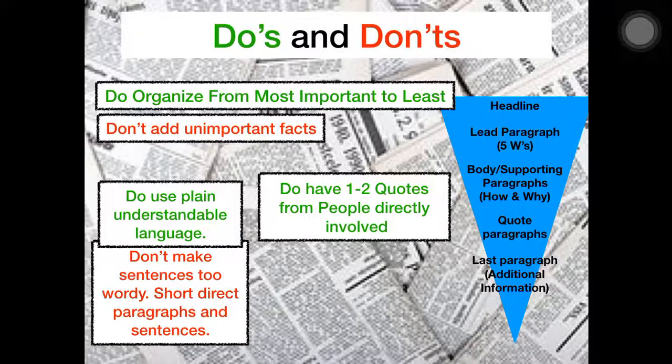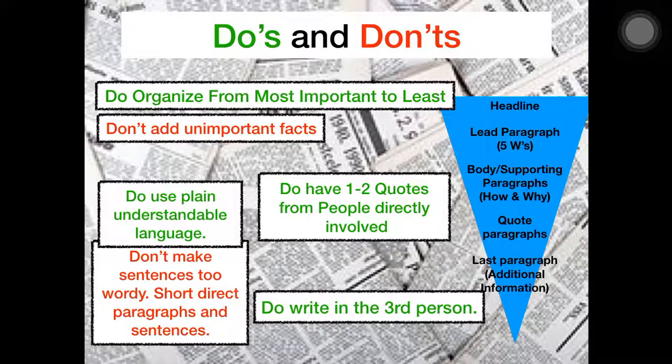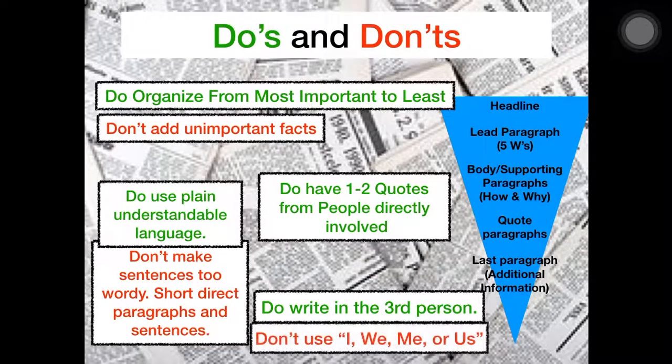Do have 1 to 2 quotes from people directly involved. And do write in the third person. You don't ever want to use I, we, me, or us in a newspaper article. Remember, as a newspaper article writer, you are a reporter standing on the outside reporting in. You should not be writing from the involved part of a story. You're watching from the outside and reporting on what you're seeing.